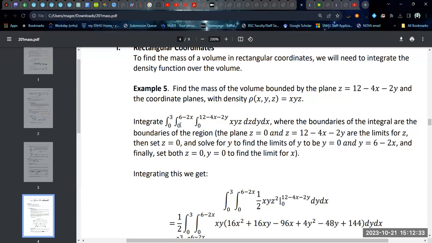And when we do that, we get 0, because we're in the first octant, and then the line where the plane intersects with the xy plane is 6 minus 2x. And then finally, we take that equation, we set y equal to 0, and we find out what the limit in x is. And again, that's going to be our 0 to 3. This is our density function, x, y, z, and then we're integrating dz, dy, dx, which is sort of standard.